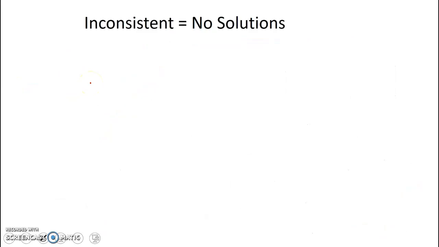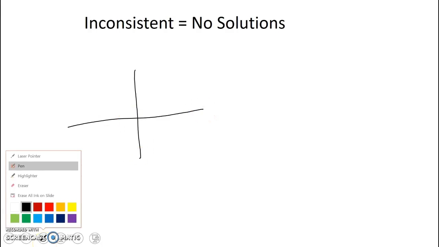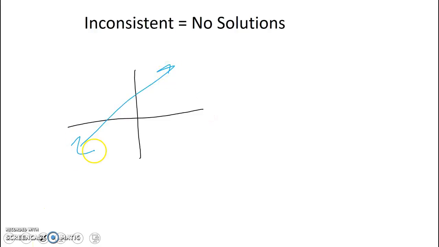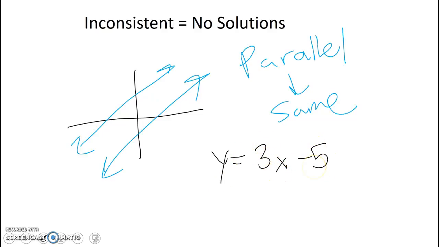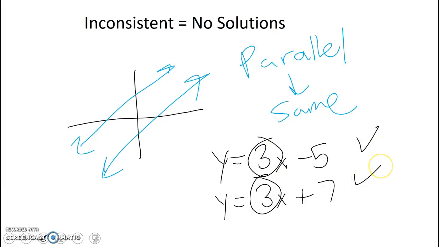Last one. Inconsistent. Inconsistent happens when they have no solutions. Well, what would that mean? We saw this one on the last quiz. We saw lines that went like this. These lines are parallel. If they're parallel, they can't intersect. If they're parallel, they have the same slope. So we are looking for these things. Same slope. These check out.